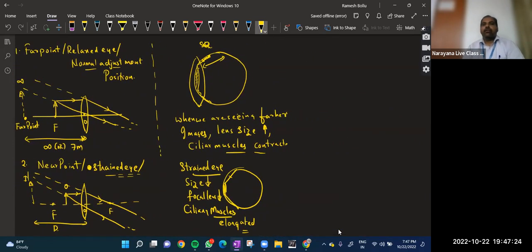Okay, now we will come to our subject. What is that subject? Visual angle with the aid. Visual angle with aid, that is denoted with the symbol theta I.